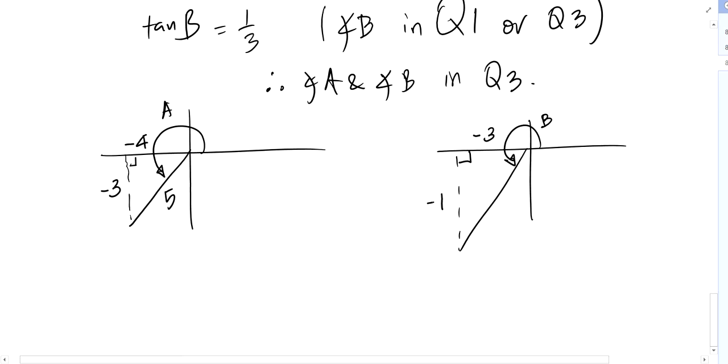Because they are both in the third quadrant. And this is the negative x value, this is the negative y value. But originally tangent B is just positive, it's positive 1/3. Why are we introducing all these negative values? Will it still be positive 1/3?